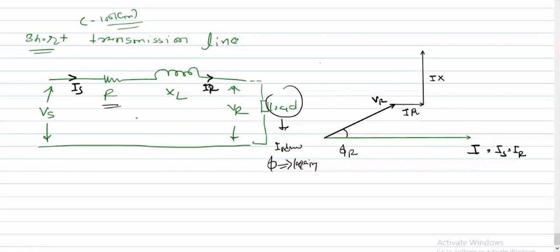Now this voltage plus this drop is equal to Vs. So I will redraw this figure. This is your Vs. So this is the vector representation. Now I will draw some dotted lines so you can understand.